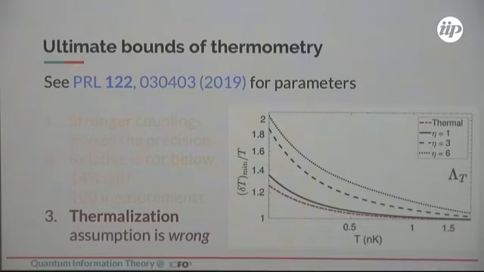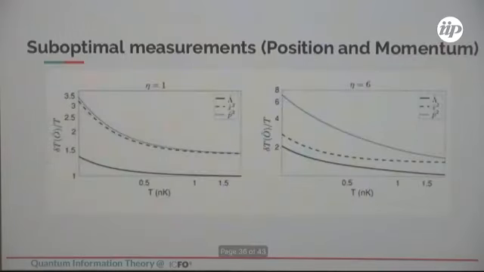As I mentioned, this precision is achieved by performing this weird kind of measurement in a superposition of position and momentum. This is probably not possible to do in practice. What can we do if we could measure only the position or the momentum of the impurity? This is more practical, basically. Here I'm looking at this problem and benchmarking it against the optimal measurement that I can do. The black curves are the optimal ones. The blue curves are position measurements, and the red ones are those of the momentum.